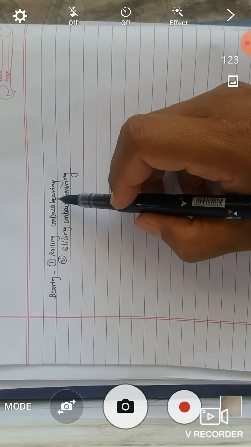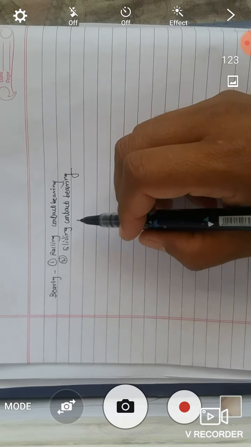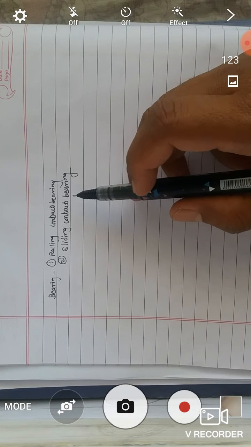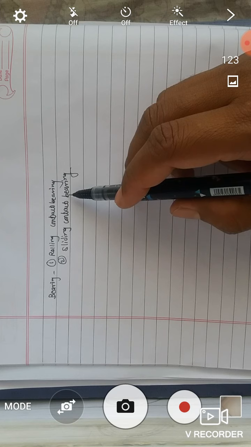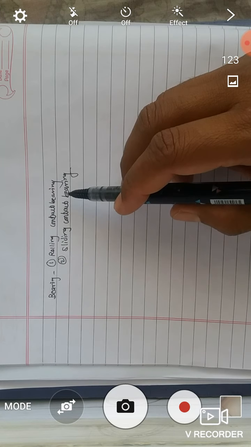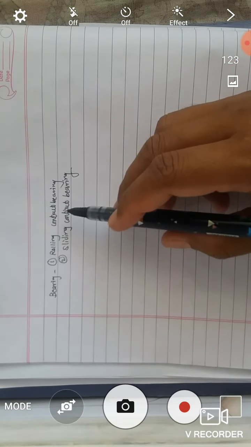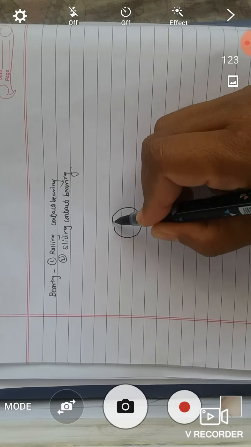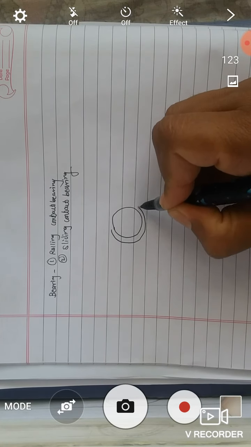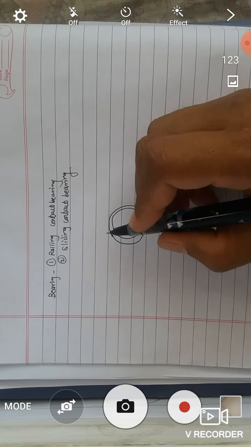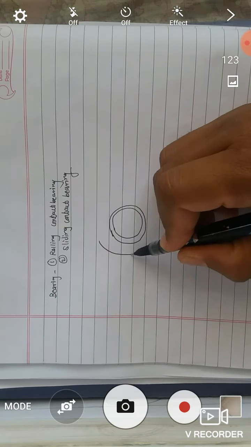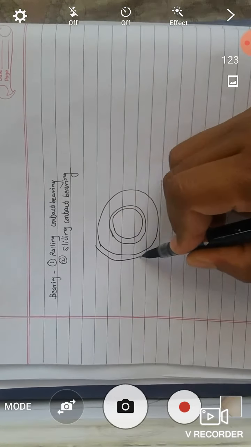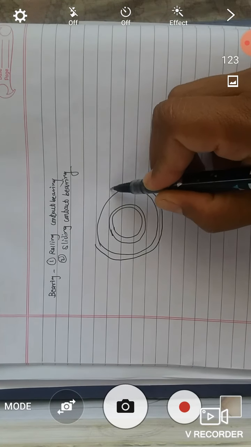In rolling contact bearing, the friction is very less, but in sliding contact bearing, friction is very high. So in sliding contact bearing, lubrication is required. If we see the basic diagram in rolling contact bearing, this is the inner race, or it is also called inner ring. This is called outer race or outer ring.